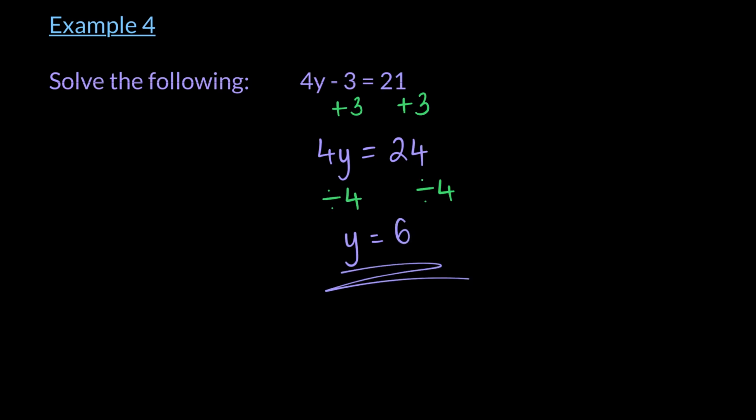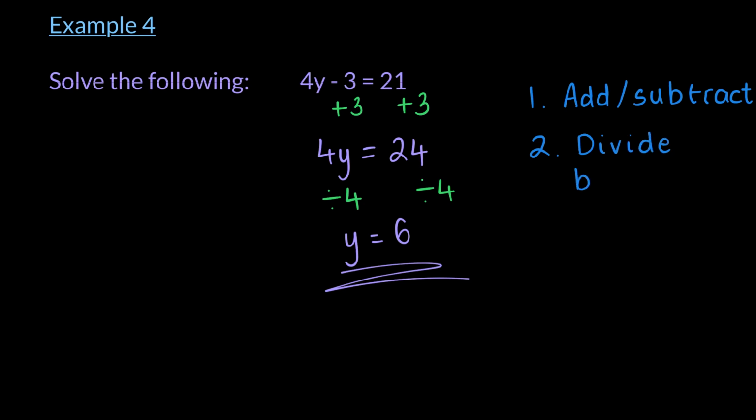So now you know how to solve both one- and two-step equations. The first step for two-step equations is to either add or subtract. That depends on what the left-hand side of your equation looks like. If it's an add on the left-hand side, you subtract, and if it's a subtract on the left-hand side, you add, so you're doing the opposite. The second step is to divide both sides, remember, by whatever number is attached to your x. And that is how you solve two-step equations.